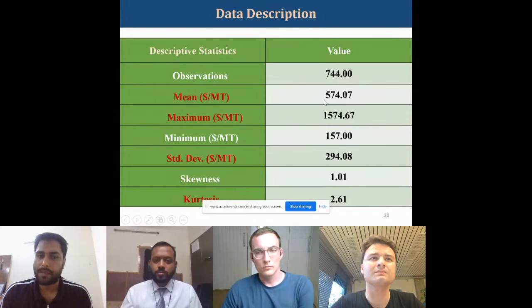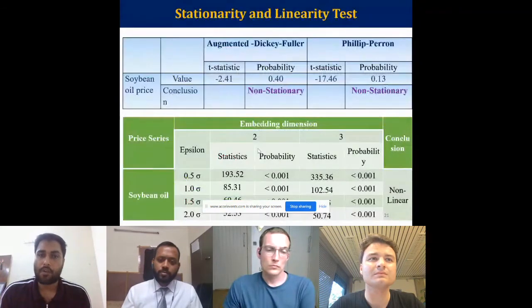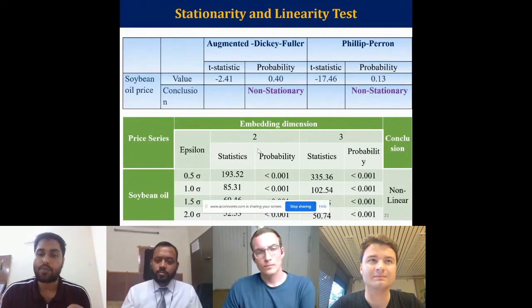These are the mean, maximum, and minimum. These are basic descriptive statistics, which show whether the data is highly volatile or not. After that, the prerequisite concept for decomposition is that the data should be non-linear and non-stationary, which means the data should be complex.